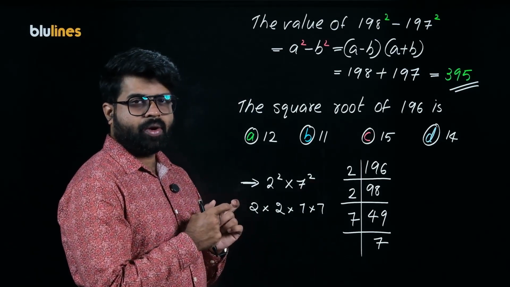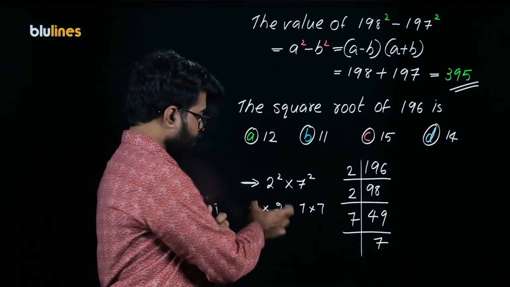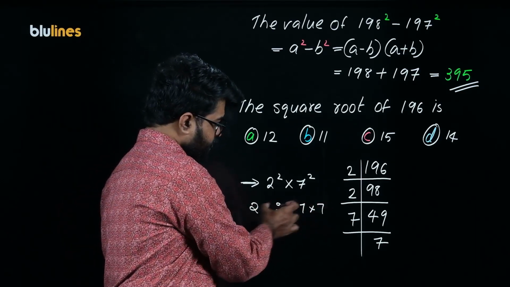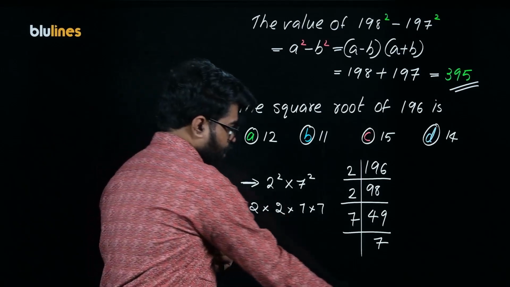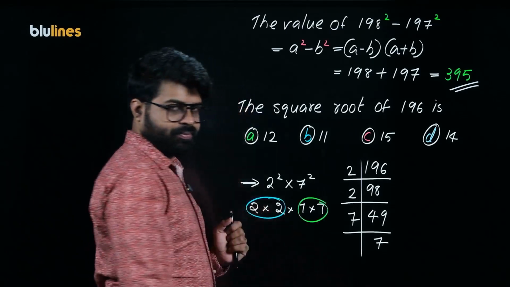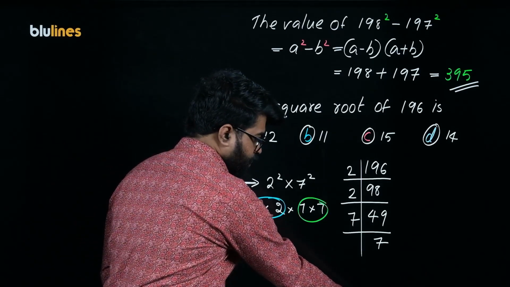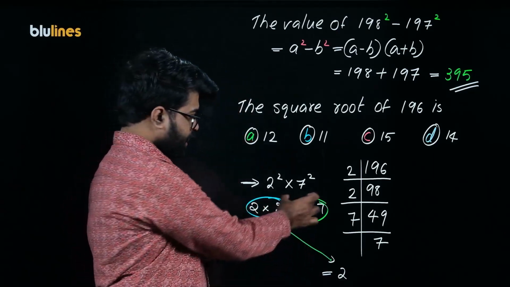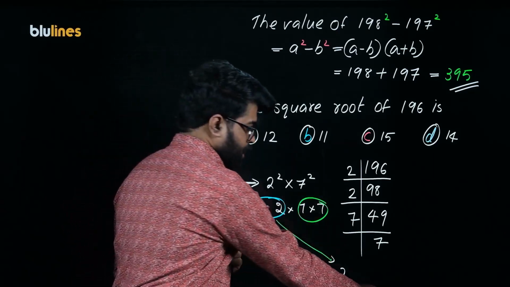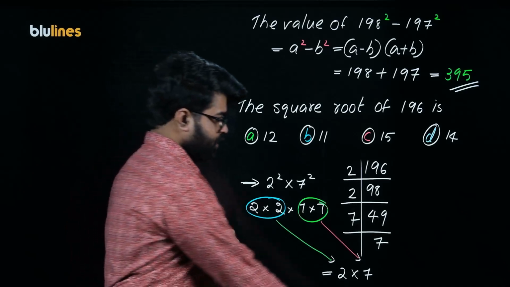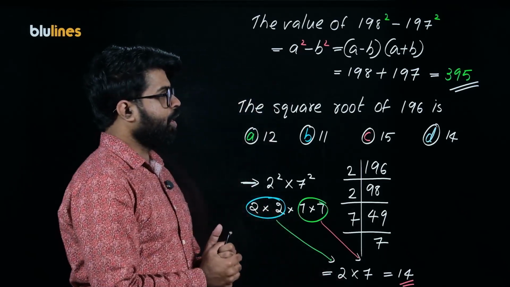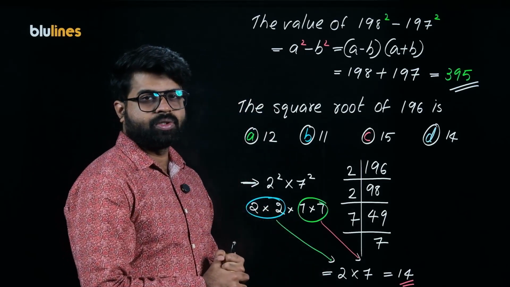Now for finding the square root, we are always pairing. So here we have two 2's and two 7's. On pairing, from among them we can pick one 2 outside, and here also we can pick a 7 outside. So 2 multiplied with 7 is equal to 14. So the square root of 196 is equal to 14.